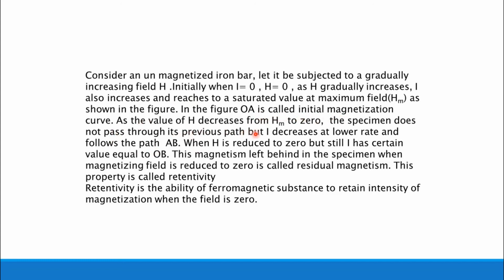As the value of H decreases from H maximum to 0, the specimen does not pass through its previous path, but I decreases at a lower rate and follows the path AB. When H is reduced to 0, I still has a certain value equal to OB. This magnetism left behind in the specimen when the magnetizing field is reduced to 0 is called residual magnetism. This property is called retentivity. Retentivity is the ability of a ferromagnetic substance to retain intensity of magnetization when the field is 0.